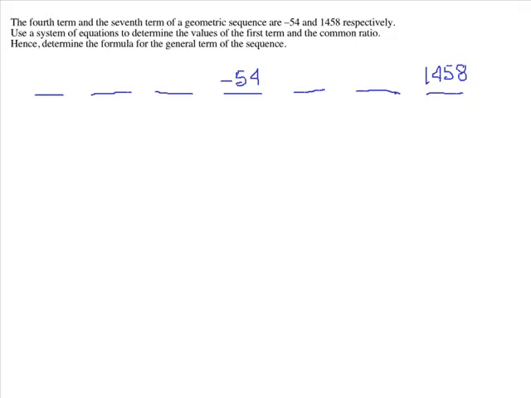So, remember when you're in a geometric sequence, to go forward, you multiply by some number, and it's always the same number. We call it the common ratio. So starting with negative 54, whoever did this multiplied by r, and they got to here, and then they multiplied by r again, and that got them to this next blank space, and then they multiplied one more time, and that got them to 1458.